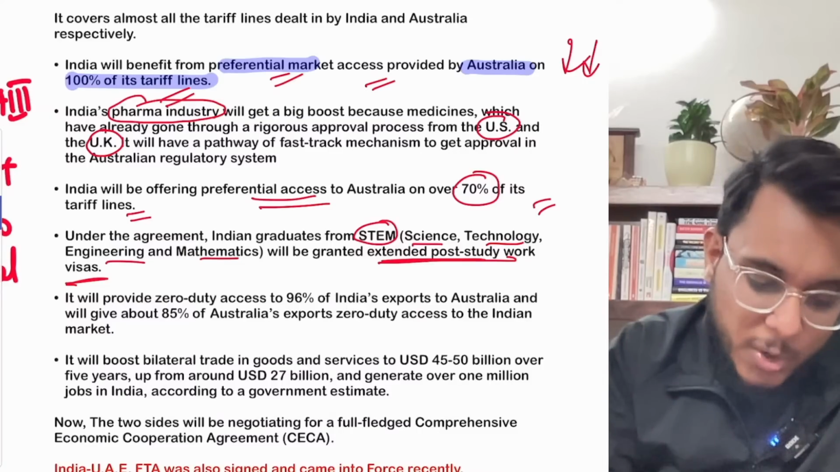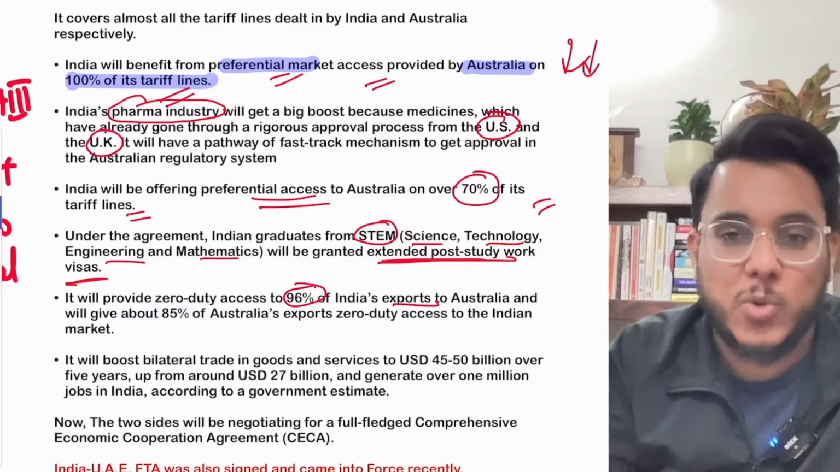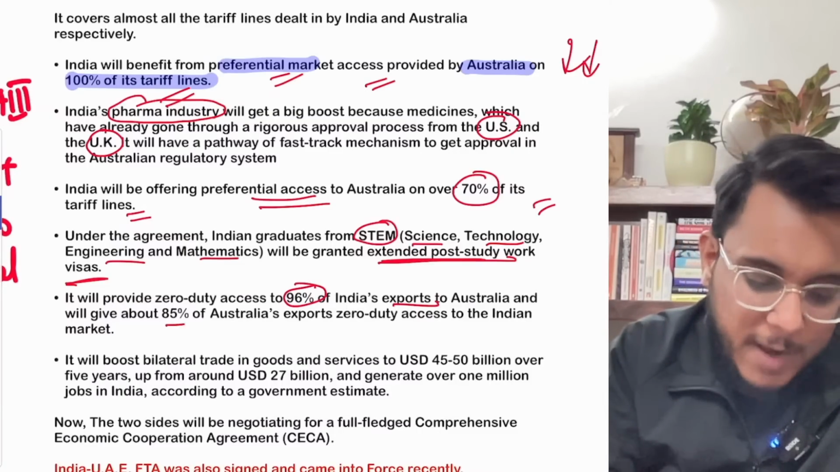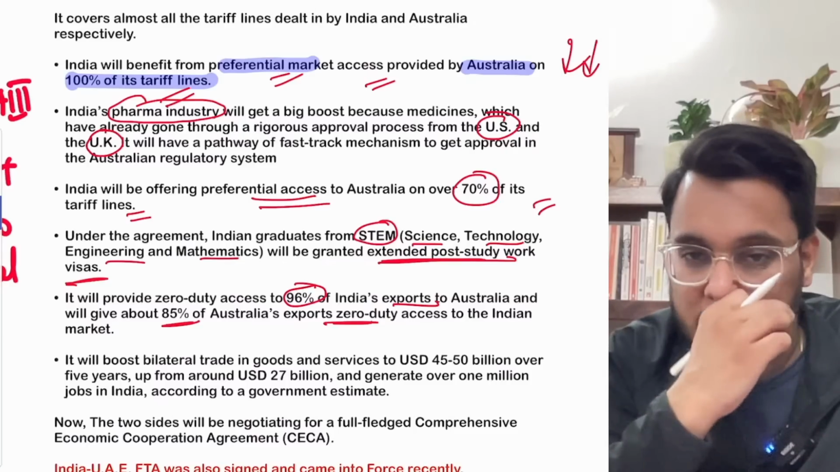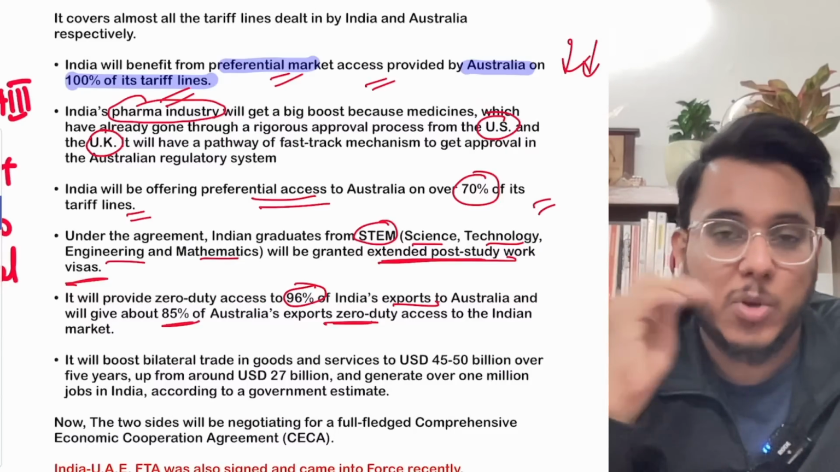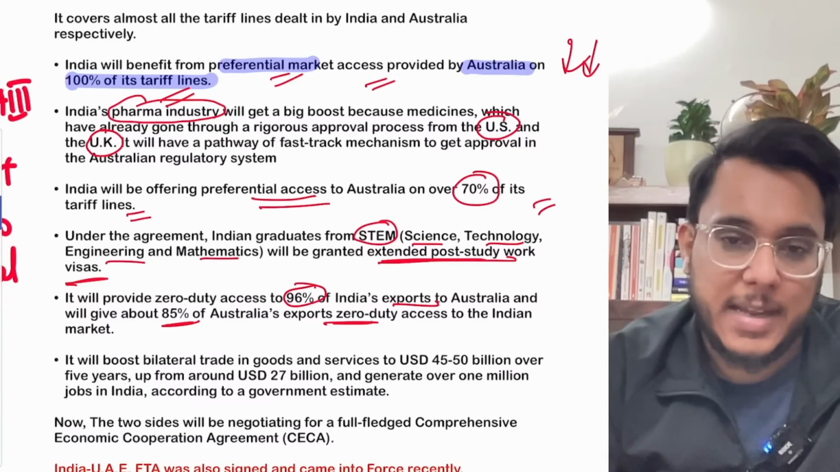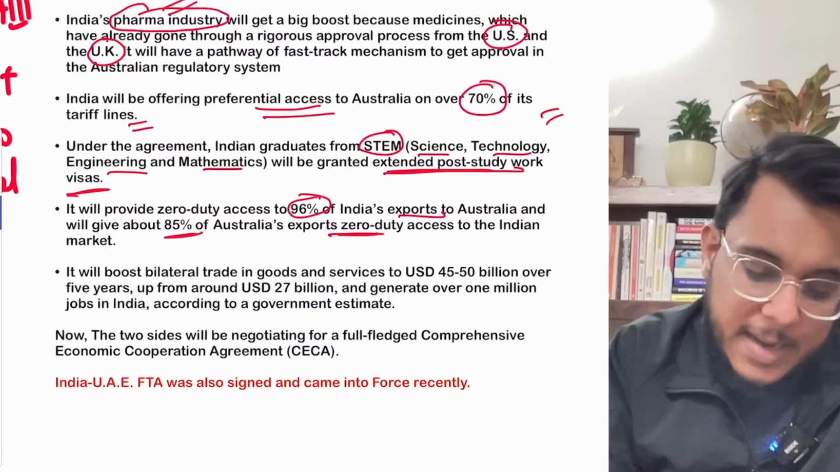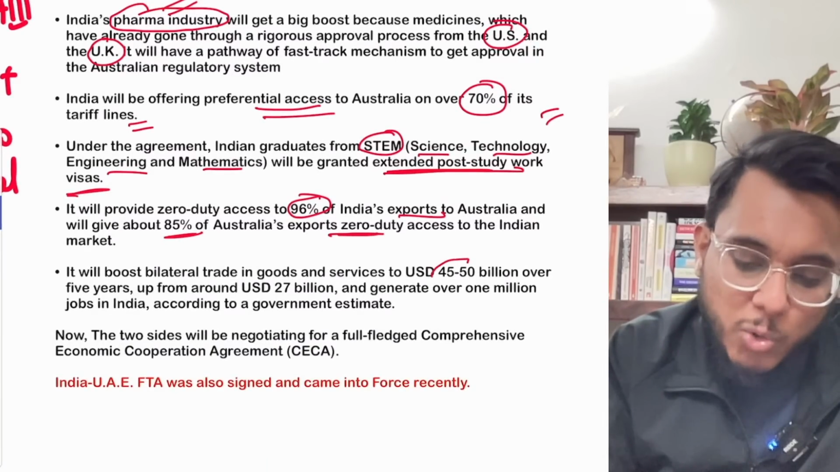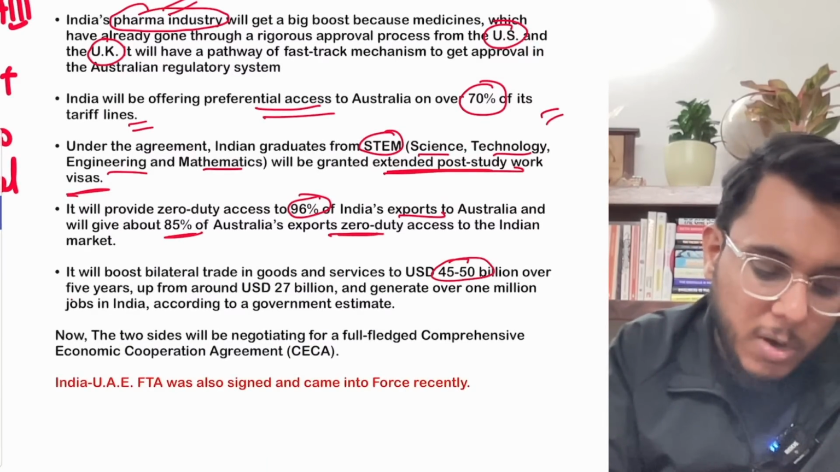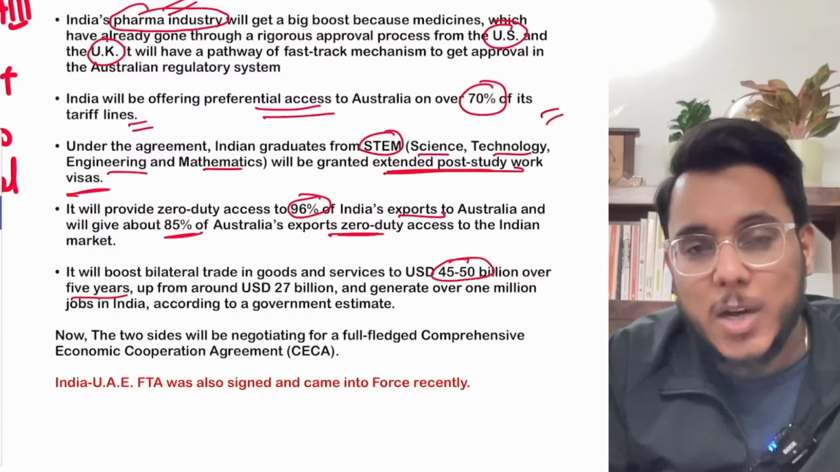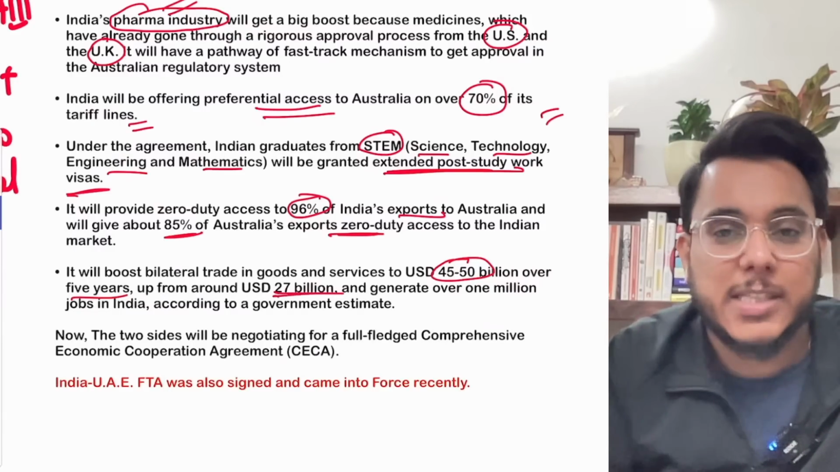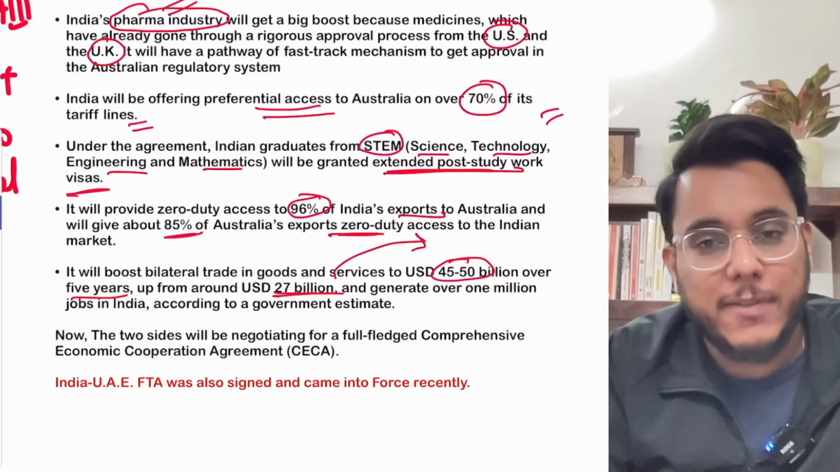And then zero duty access to 96% of Indian exports will be given in Australia, and 85% of Australia's exports will get zero duty access in India. Now, by this particular free trade agreement, it is expected that India-Australia trade will go to 45 to 50 billion dollars over the next 5 years. Right now, the India-Australia trade stands at 27 billion, so it will increase to 50 billion.